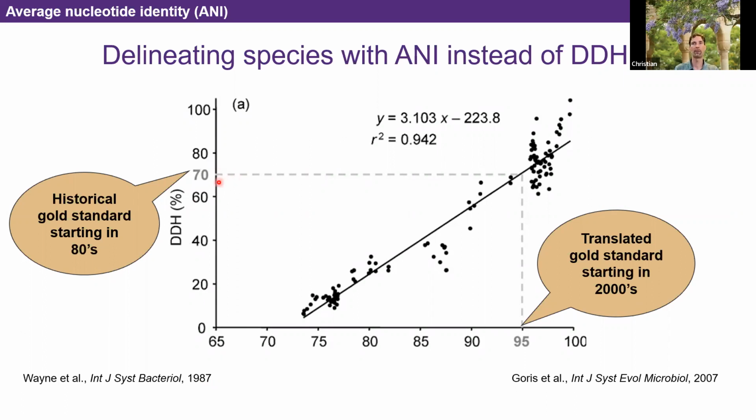Turns out that 70% cutoff over here translates to about 95% ANI. So that became then the new gold standard, right? In the 2000s and later, right? But is there more evidence for 95% being a somewhat meaningful standard?